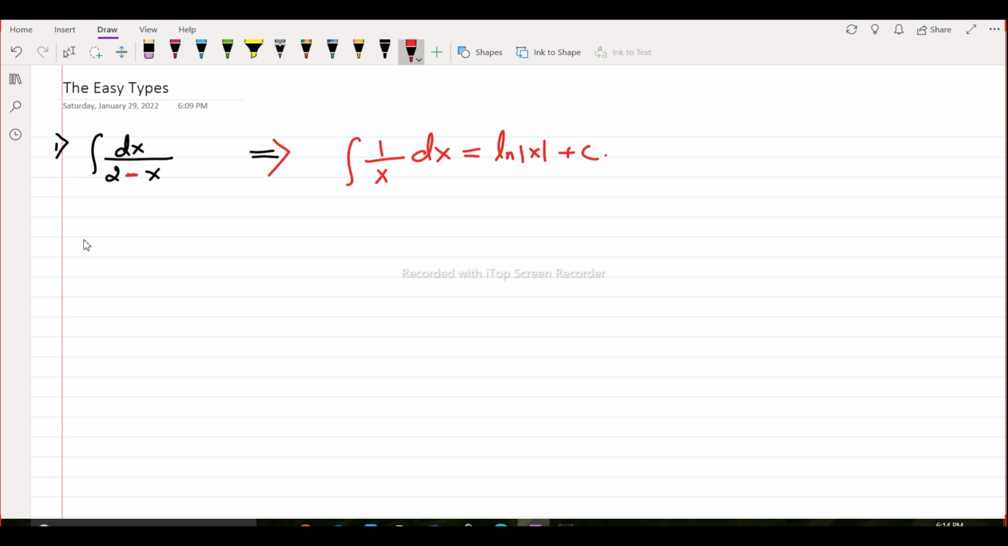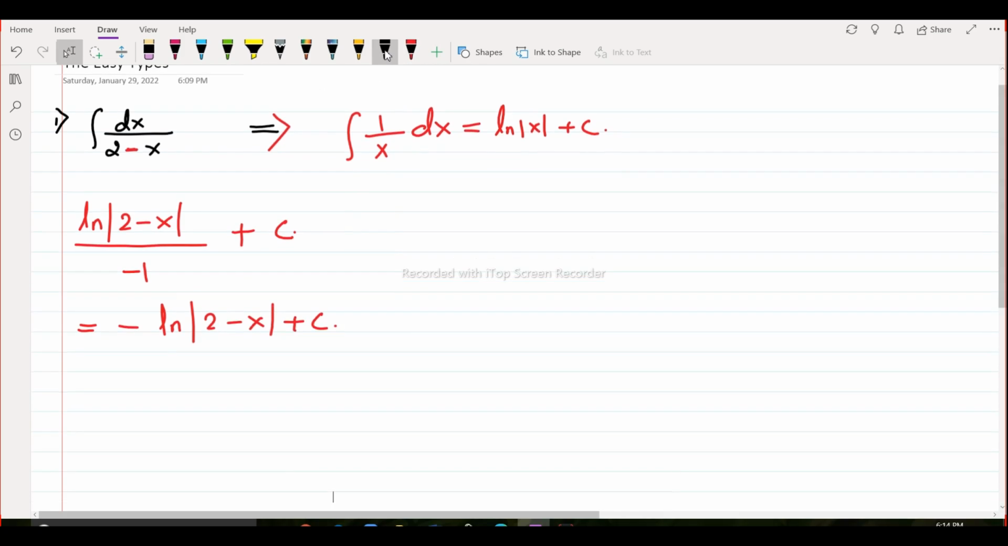So how integration works is you write this as ln of 2 minus x and you divide by the derivative of this. So for 2 minus x, the derivative is minus 1, plus c. So the final answer which you get is minus ln of 2 minus x plus c. So this was the first question. Let's try the next one.